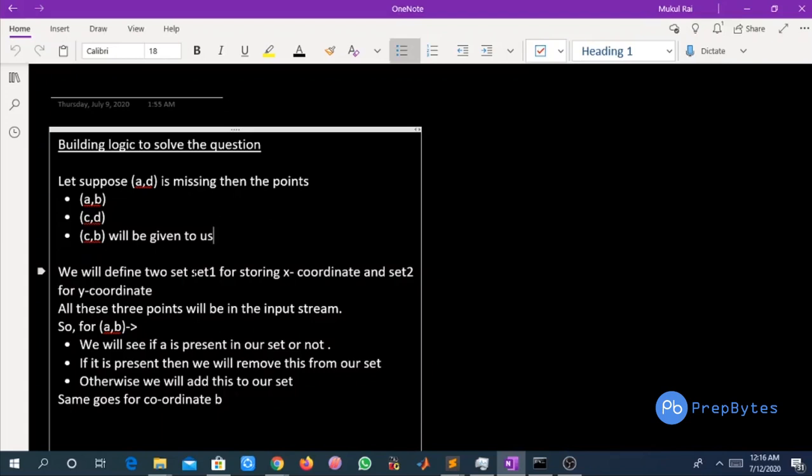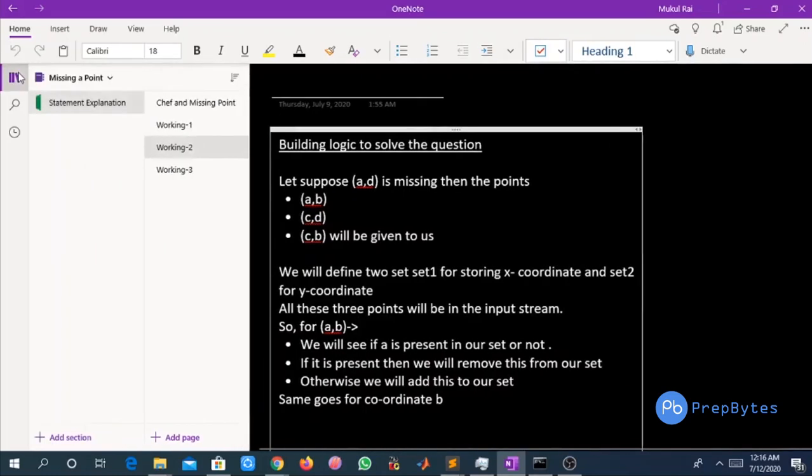We are assuming that n equals 1, so 4 into n minus 1, that is 4 into 1 minus 1, which is 3. So 3 vertices will be given to us: a comma b, c comma d and c comma b. We have defined two sets, set 1 for the x coordinate and set 2 for the y coordinate. If we take the input a comma b, we will see if the x coordinate a is present in our set or not. If it is present, we will remove it from our set, otherwise we will add it to our set. The same goes for the y coordinate b. This is the basic logic, or intuition, to solve this question.